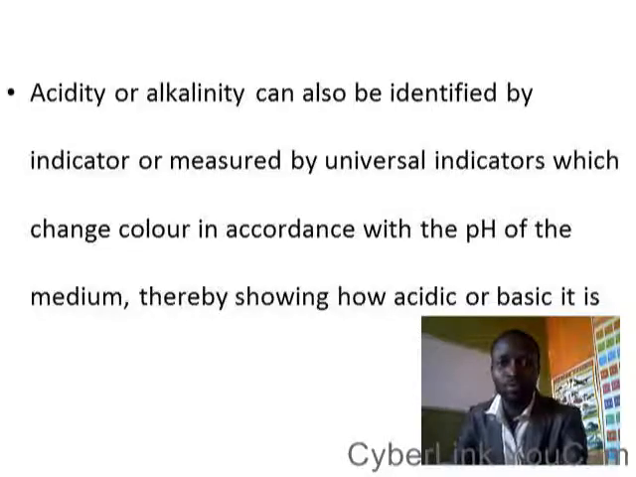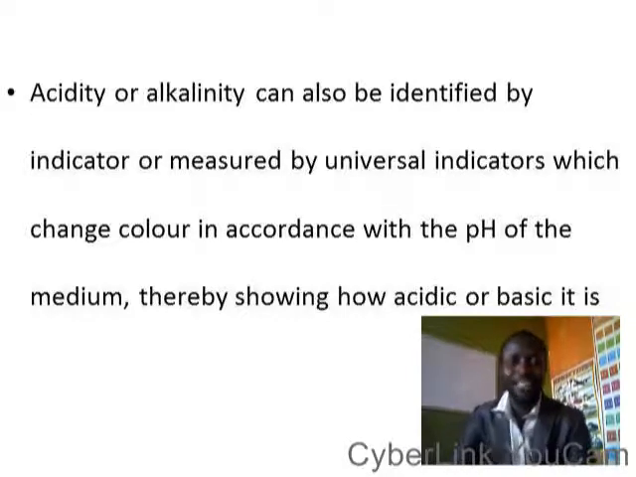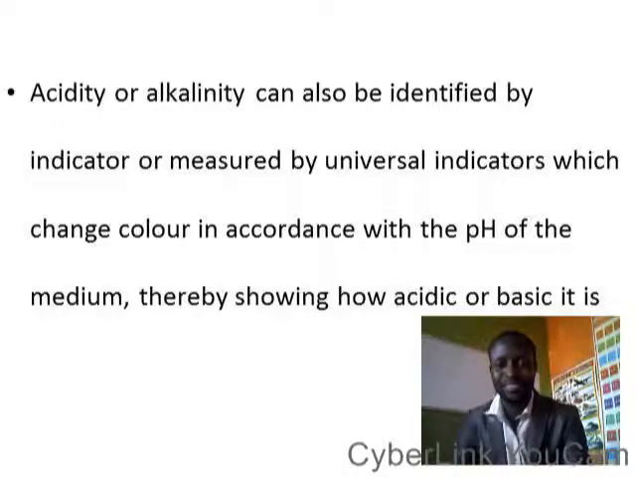From where we stopped, we have looked into pH. Now let's see what happened next. This slide is talking about acidity or alkalinity, which can be identified by an indicator or measured by a universal indicator, which changes color in accordance with the pH of the medium, thereby showing the acidic or the basic content of it.